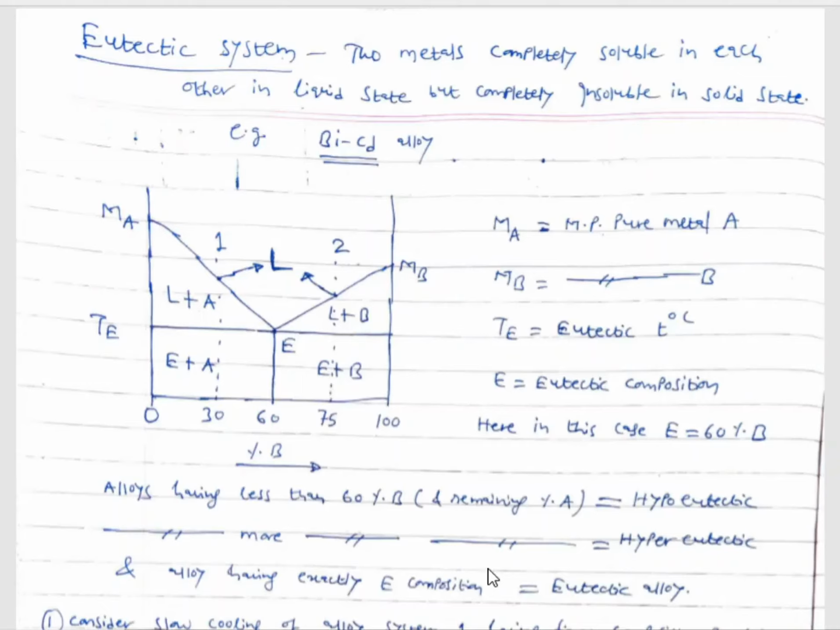So on the compositional axis, we have considered percentage B: 0, 30, 60, 75, 100. 30% B means remaining 70% will be A. 75% B means remaining 25% will be A. And extreme two points, that is 0 and 100, they belong to pure metal, pure metal A and pure metal B. 0% B means 100% A, and 100% B means 0% A.